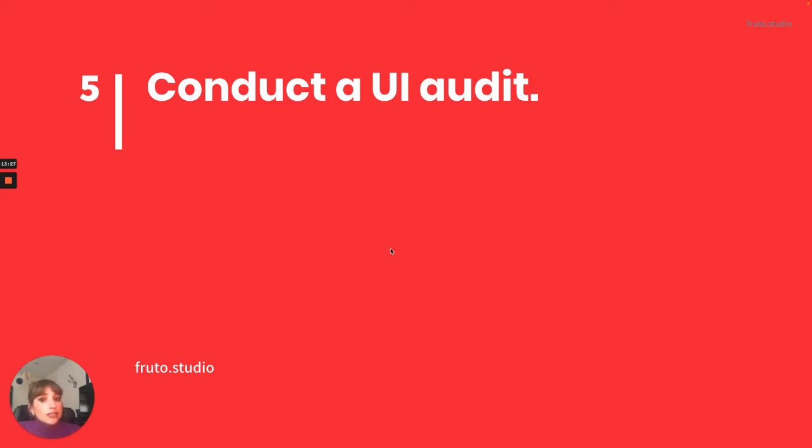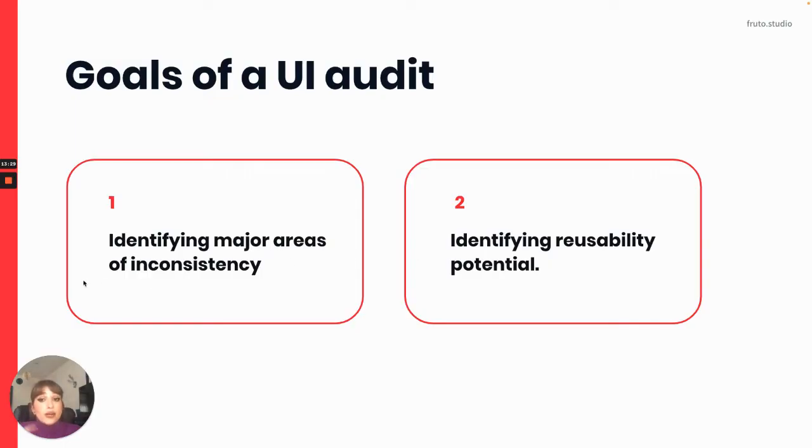A UI audit has two main goals. Number one, identifying major areas of inconsistency, and number two, identifying reusability potential. This means knowing which components are most commonly used across the interface. This task will also help reinforce the design system's value proposition, as it will visually flesh out all the different points of fragmentation in the interface.